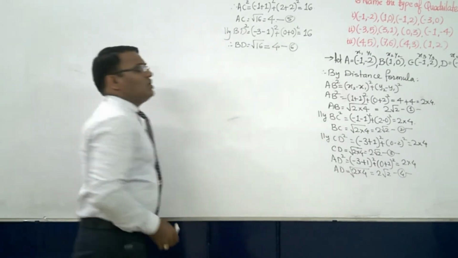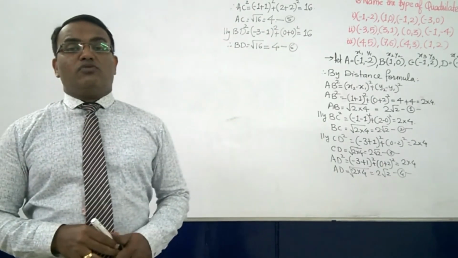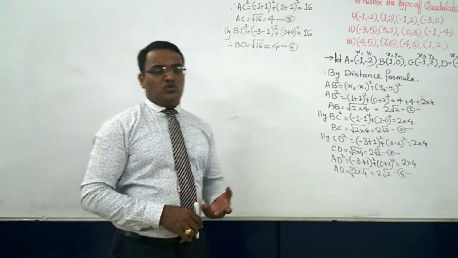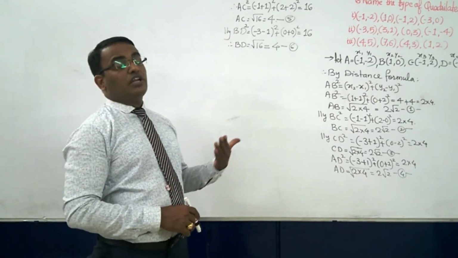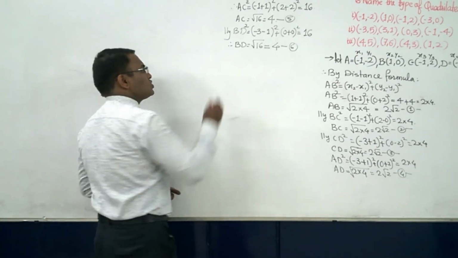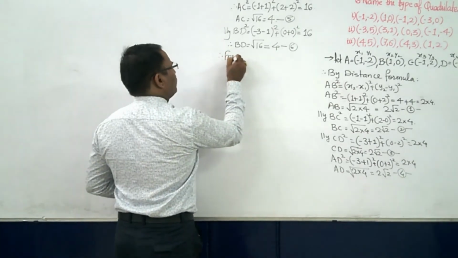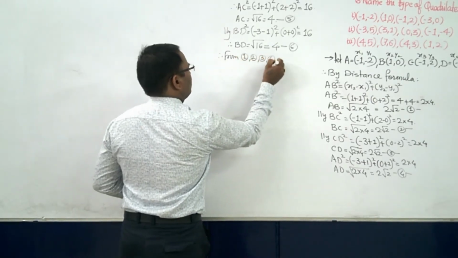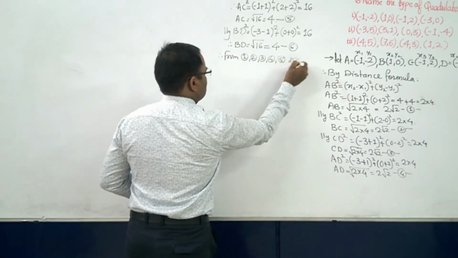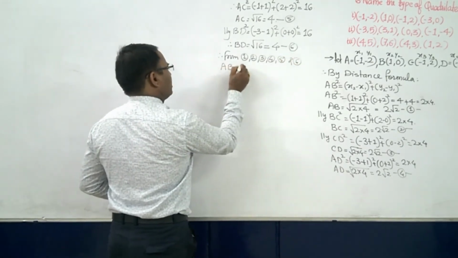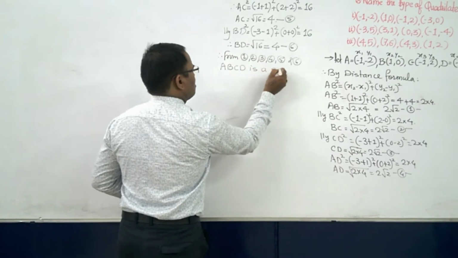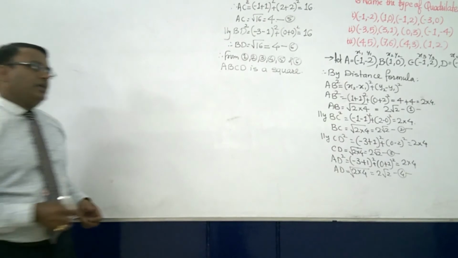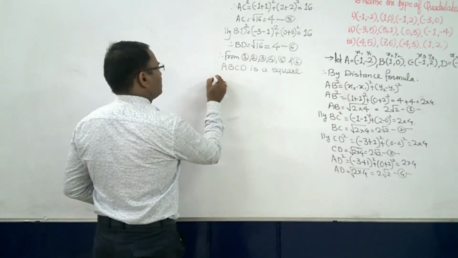Equation 6. Now from 1, 2, 3, 4, all four sides are equal, and from 5 and 6, the diagonals are also equal. So surely, if the diagonals are equal and all four sides are equal, it should be a square. Simply write: therefore, from 1, 2, 3, 4, 5 and 6, the answer is ABCD is a square, because the diagonals are also equal.